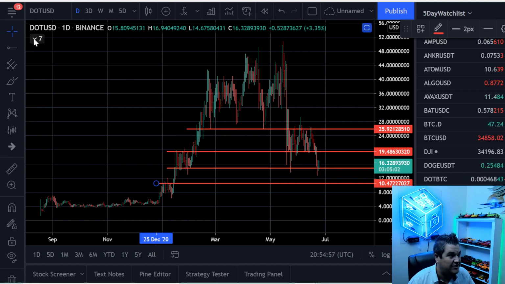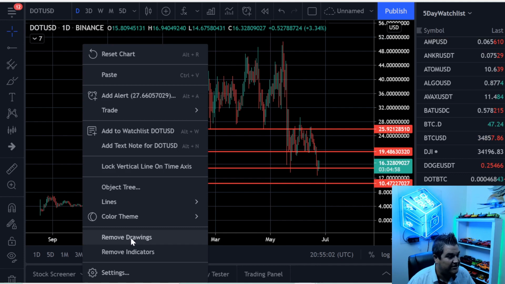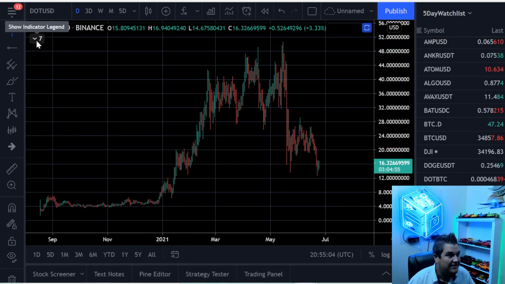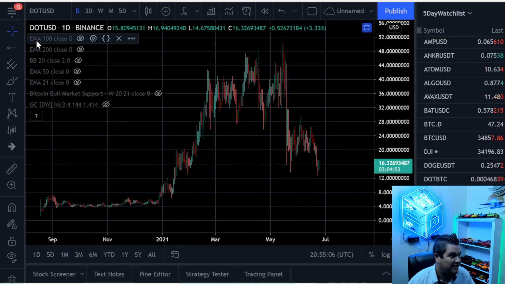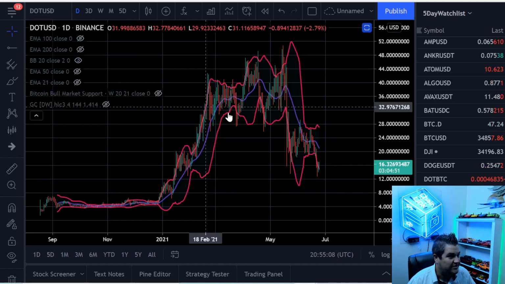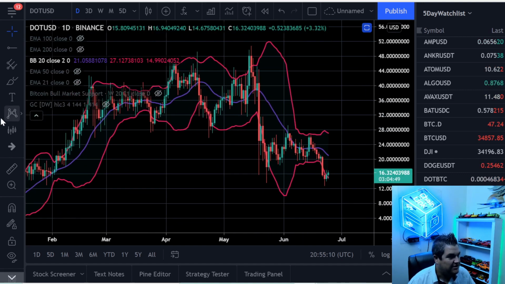We're going to look at the Gaussian channel on Polkadot today. We're also going to look at the Bollinger Bands and see what they are saying. So if you have Polkadot, good for you. So do I. Let's look at the Bollinger Bands on the daily chart, see what they're saying.